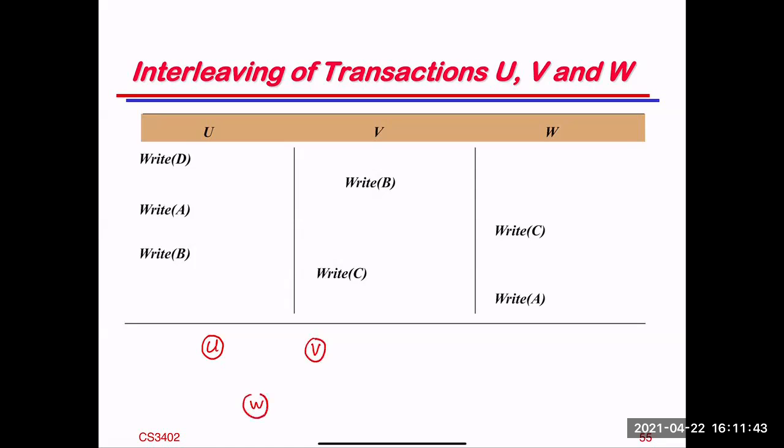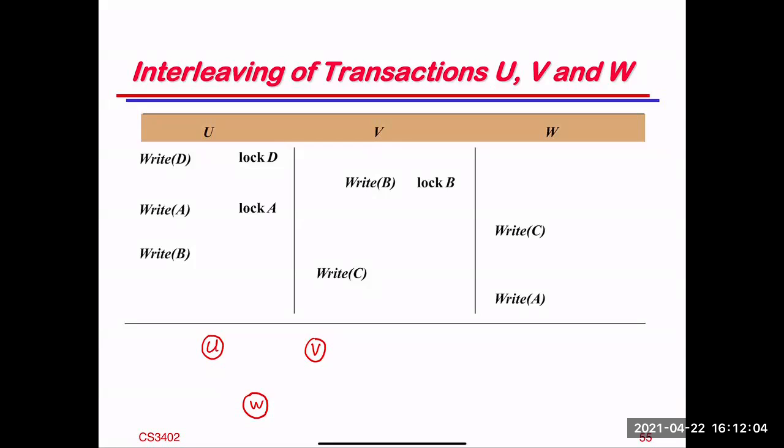So we have these 3 nodes here. Initially we're acquiring a lock for D. When we execute this, then in transaction V we're acquiring a lock for item B. That's also fine. It doesn't cause any edges to be added here because nobody's holding this lock yet.